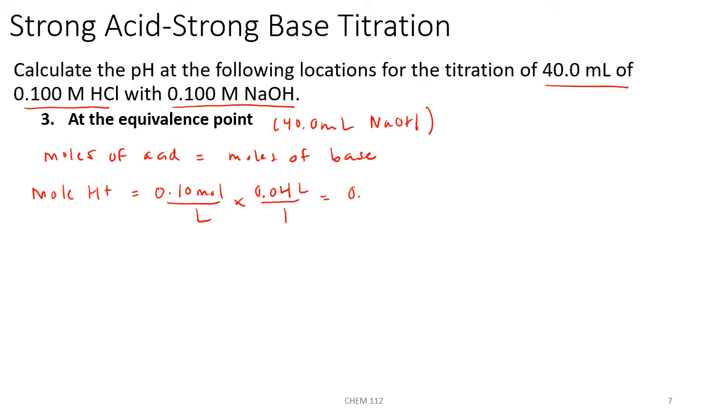That gave us initially 0.004 moles of our hydrogen ion.